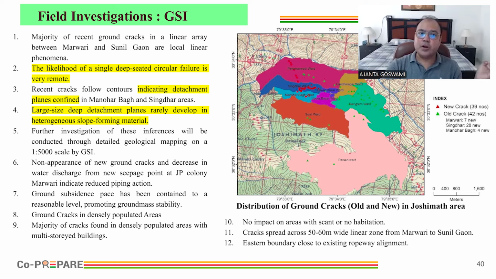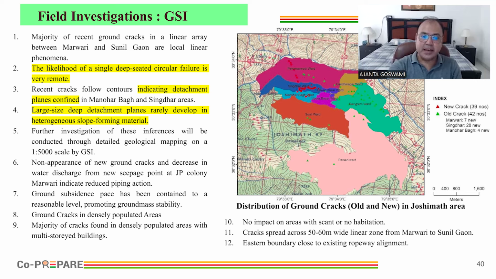Recent cracks follow contours, indicating detachment planes confined to the Manohar Bagh and Singhar areas. Large, deep detachment planes rarely develop in heterogeneous slope-forming material. So this is again what they feel. Further, they are mapping that whole area at 1:5000 scale. Maybe by this time it's already done. Non-appearance of new ground cracks and decrease in water discharge from the new CPS point at JP Colony Marwari indicate reducing piping action. Ground subsidence has been contained to a reasonable level, promoting ground mass stability.